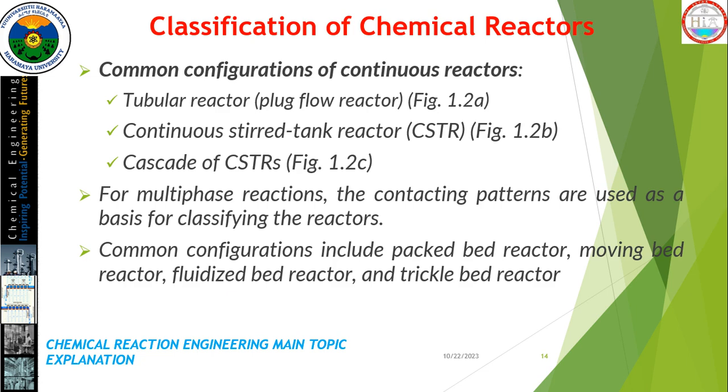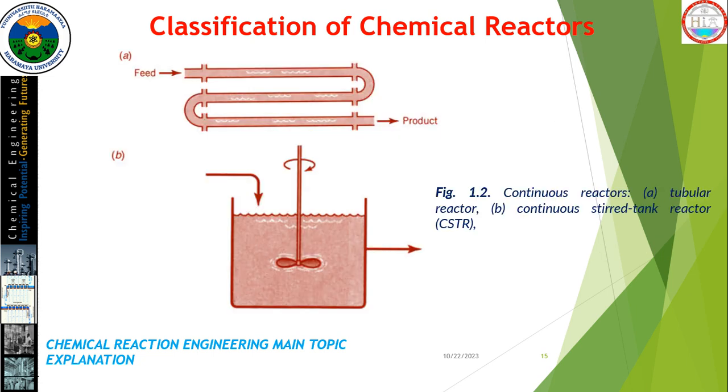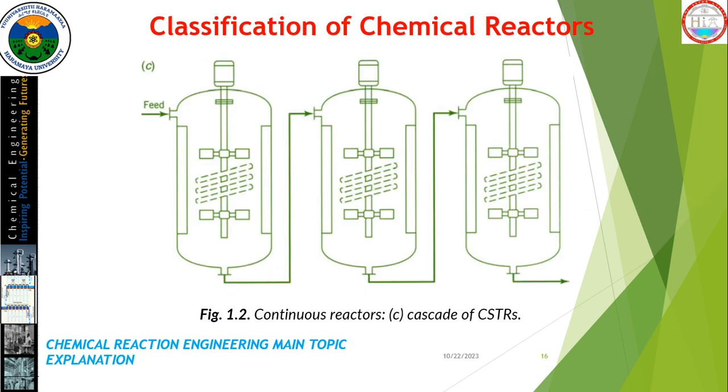So A is considered the tubular reactor, what we call the plug flow reactor. B is considered the continuous tank reactor. There is continuous feeding of the reactor and continuous withdrawal of the product, which is considered the continuous stirred tank reactor, or CSTR. The third one is continuous reactors in connection. There are cascade reactors, meaning different or multiple reactors connected together. We call it a cascade reactor.